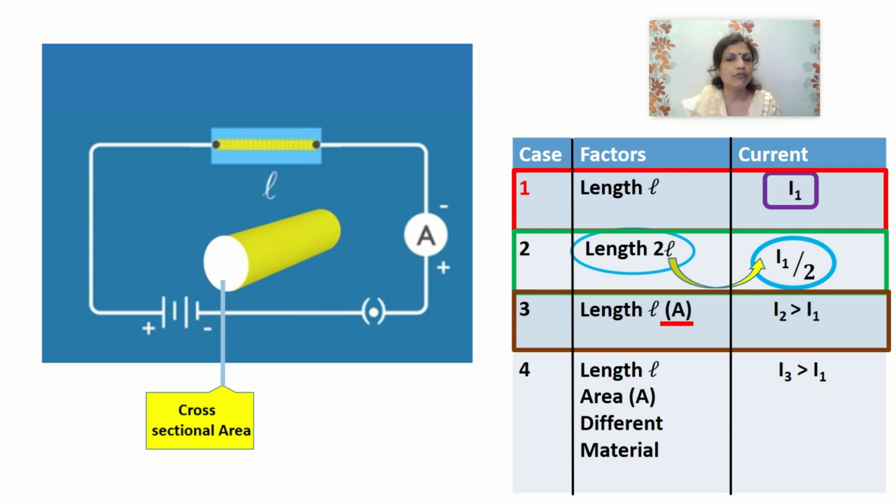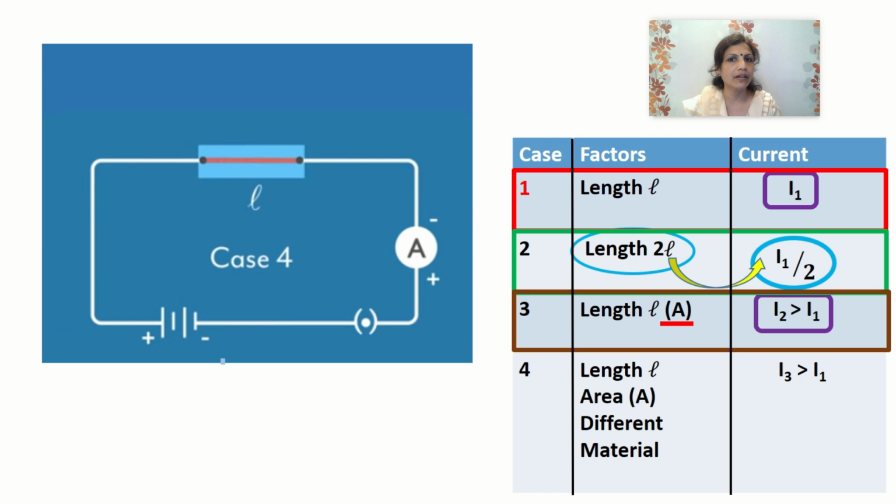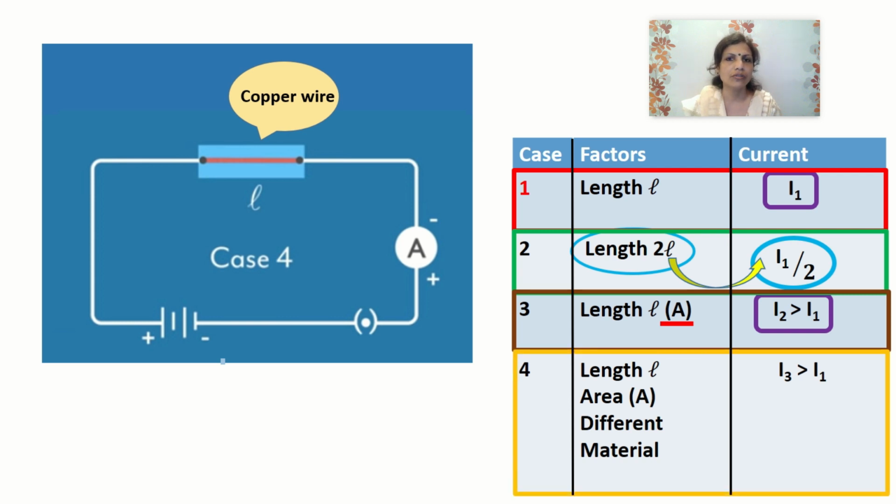Now we'll consider the fourth case. In the fourth case, we are replacing the wire with another material. We are now taking a copper wire. The length of the copper wire is the same, L, and the cross section of the copper wire is also the same. We are not increasing the cross section of the wire. So length is the same, area of cross section is the same, but the material is different. Earlier it was nichrome wire, now it is copper wire.